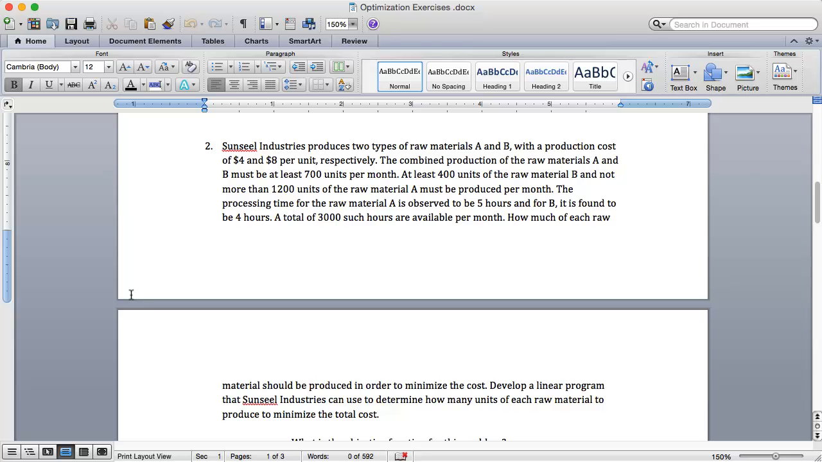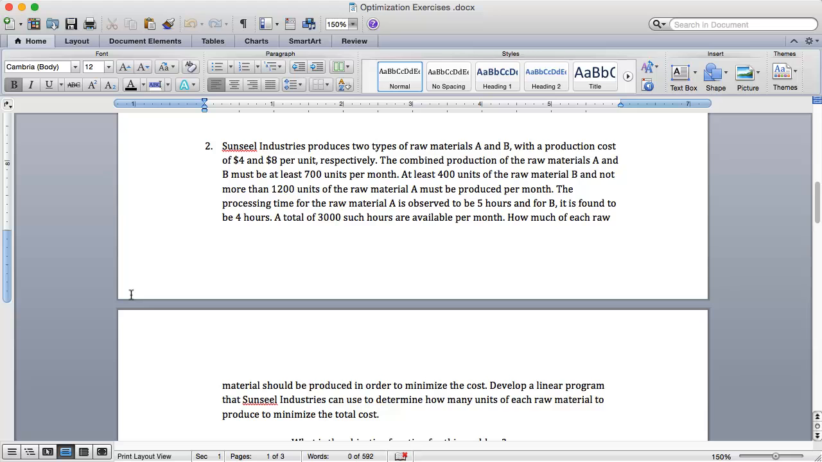Let's look at another example. Instead of maximizing the total profit, we could also use LP models to minimize the total cost. Here, Sunseal Industries produces two types of raw materials, A and B, and we know the cost per unit of each: $4 for A, and $8 per unit is the cost for material B.